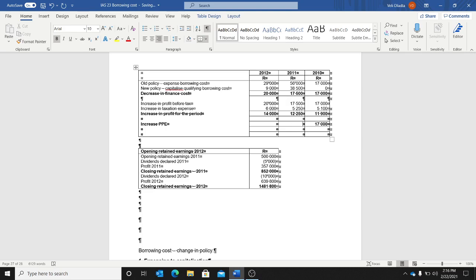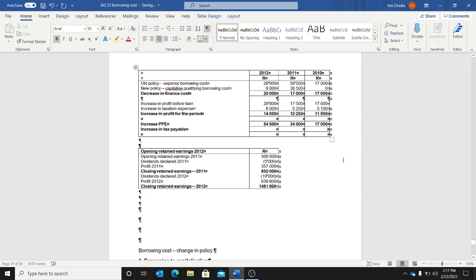17,500, then plus another 17,500, that should be 34,500. 34,500 plus 20,000 is 54,500. Right, let's just double check. 17,500, right, that's 54,500. Okay. What then will happen to tax? Increase in tax payable.